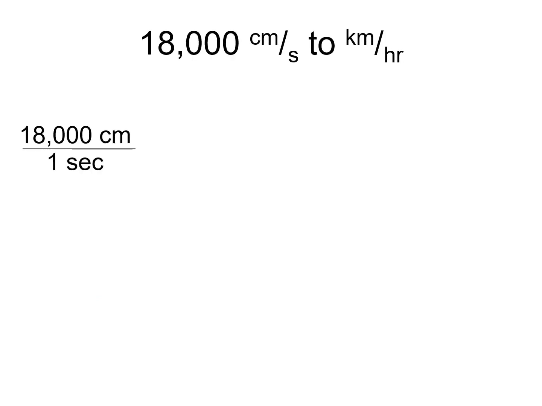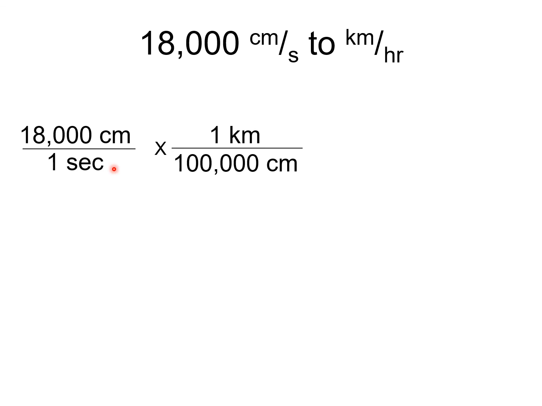18,000 centimeters per second, something a little bit more difficult. It's got to be converted to kilometers per hour. Well, we've already done the conversion from centimeters to kilometers, so that's pretty easy. So we got centimeters converted to kilometers. Great. But we still have seconds here. Now the thing about this, in order to get rid of the centimeters, we had to divide by centimeters. But seconds is on the bottom already, and we need to convert to hours.